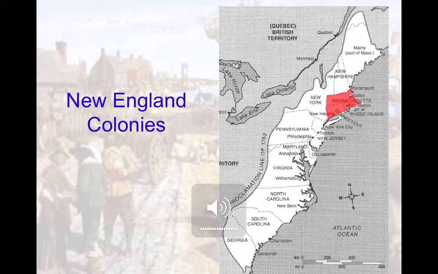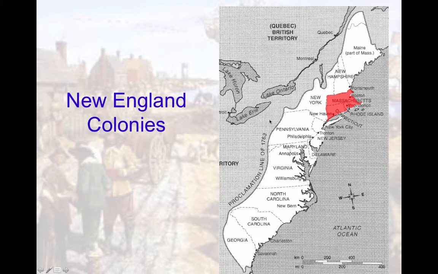Now that we've looked at the types of colonies that there are, we're going to look at each region in particular. We're going to see that there are some similarities, but more than likely we're going to see a lot of differences between these. So we're going to start with the New England colonies. Again, you'll have to notice where they're at on the map so that you can identify them with their colonial region on the test.